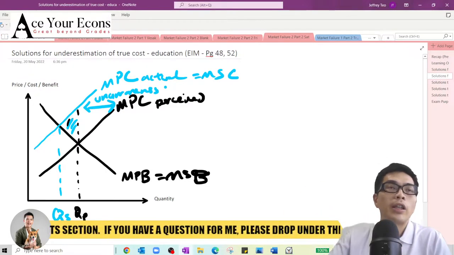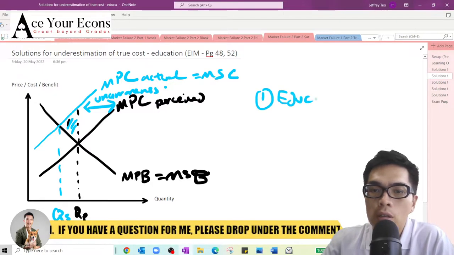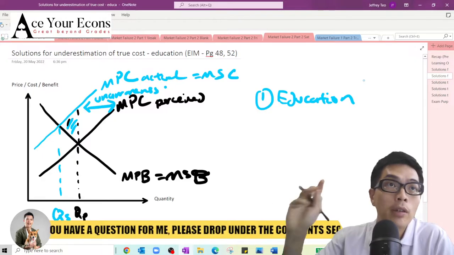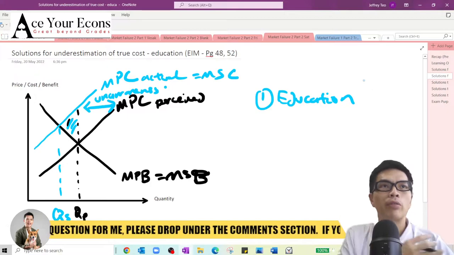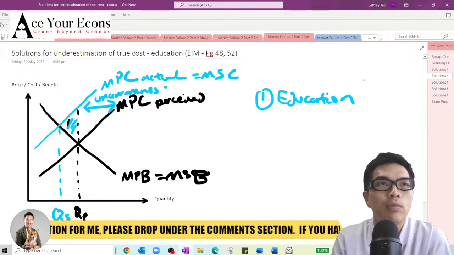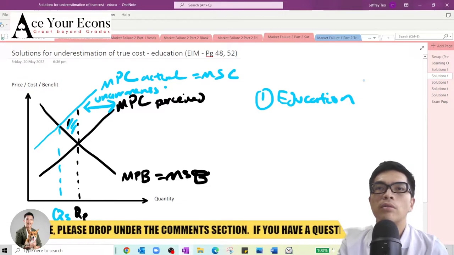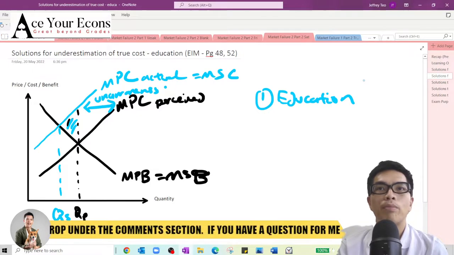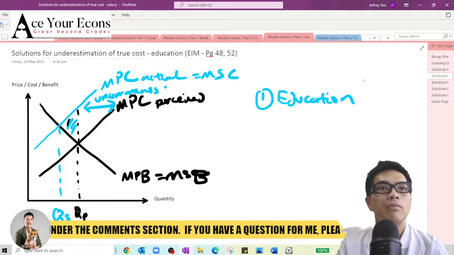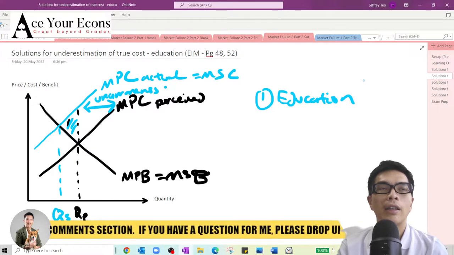So what are some of the policies to correct this? You can see that it is mainly education. Same as info failure for underestimation of true benefits, we use education. So what kind of education policies are there to educate smokers about the actual costs of consuming cigarettes? What do you think are the actual education policies out there? How do we help smokers to realize that there are actual consequences for smoking?